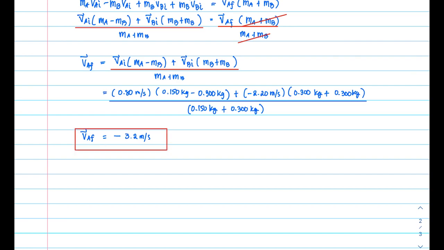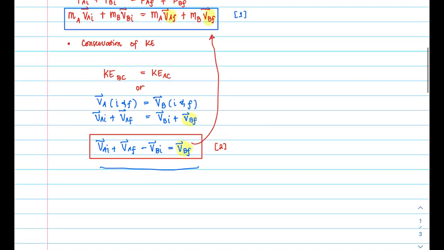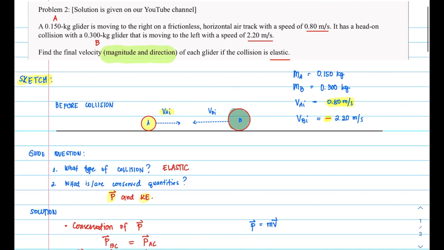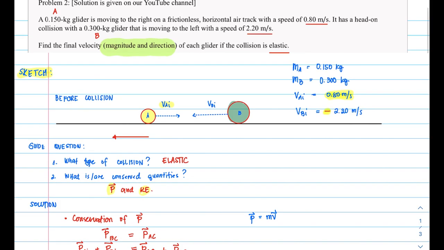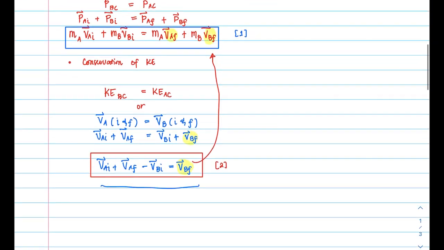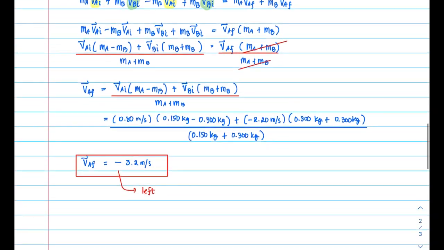So that means the negative here indicates that it's moving towards the left. Meaning, if I go back to the illustration, after the collision, your A, which is glider A, is actually moving towards this direction. And if you start to think of it, I think that is highly logical in the sense that B is heavier, more massive, and it's also moving at a larger velocity of 2.20. So yep, it is logical to have the situation where after collision, your A actually moves towards the left. So you have to think also of that when solving physics problems just like this one, because the answer should make sense.